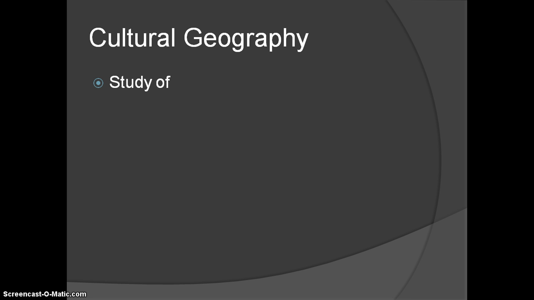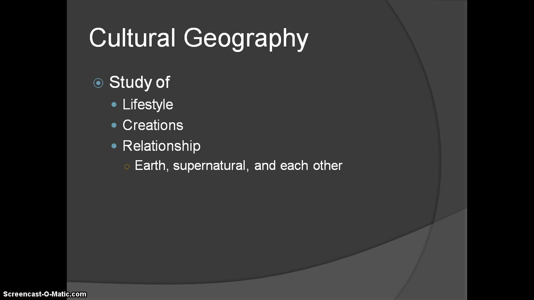So we talk about culture and of course the study of culture. What we're looking at is a study of cultural geography. And what we're looking at really is a study of people's lifestyle, their creations, the things that they make, and then also their relationships. Now, the relationships that exist with the earth, the supernatural, and with one another. And if we look at all of these things, the lifestyle of people, the things that they find to be important, the way that they express themselves, the type of entertainment that they might partake of.